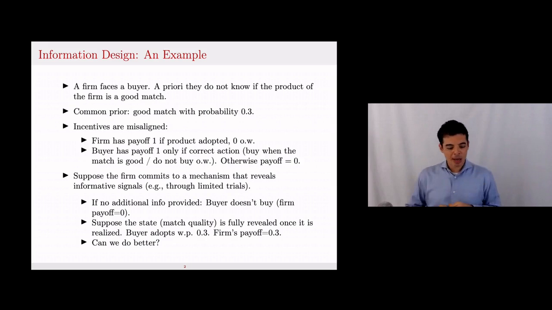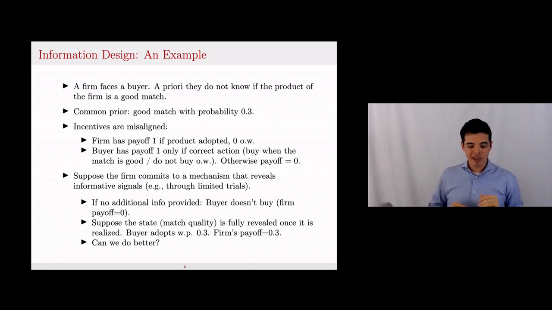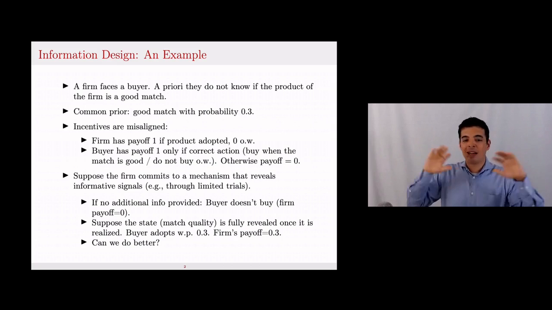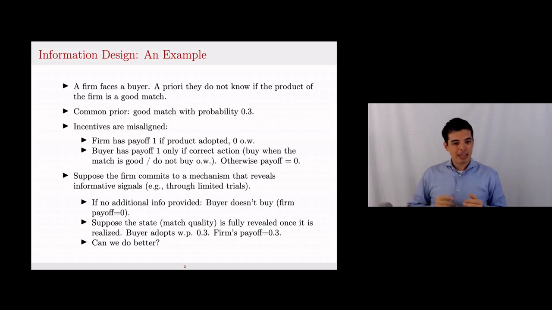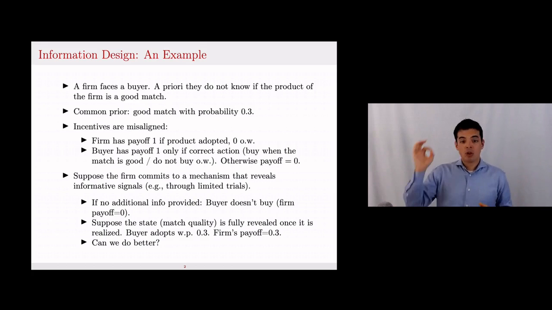Let's think about some signals that might be relevant. First, the boring signal, if you will, the uninformative one. The firm does not provide any trials or any information to the buyer. In that case, think about the decision problem of the buyer. The buyer knows that the match is good with probability 0.3 and bad with probability 0.7. So the expected payoff from not buying is 0.7, and the expected payoff from buying is 0.3. The buyer decides not to buy. So the firm's payoff without any information revelation is going to be equal to 0.